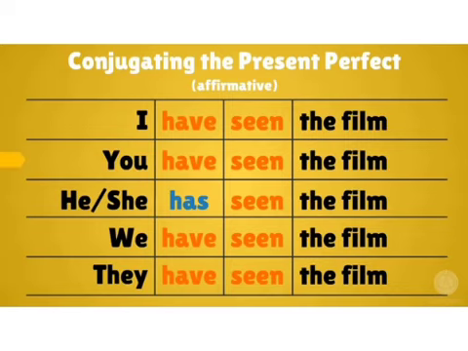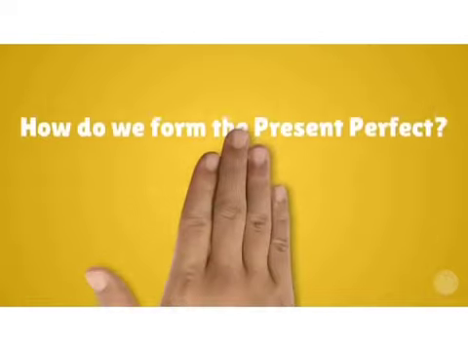See is the verb and seen is the V3 form, that is the past participle form. You have seen the film. He has seen the film. She has seen the film. We have seen the film and they have seen the film. Here he and she are singular, so we have used has. For other things plural, we use have.